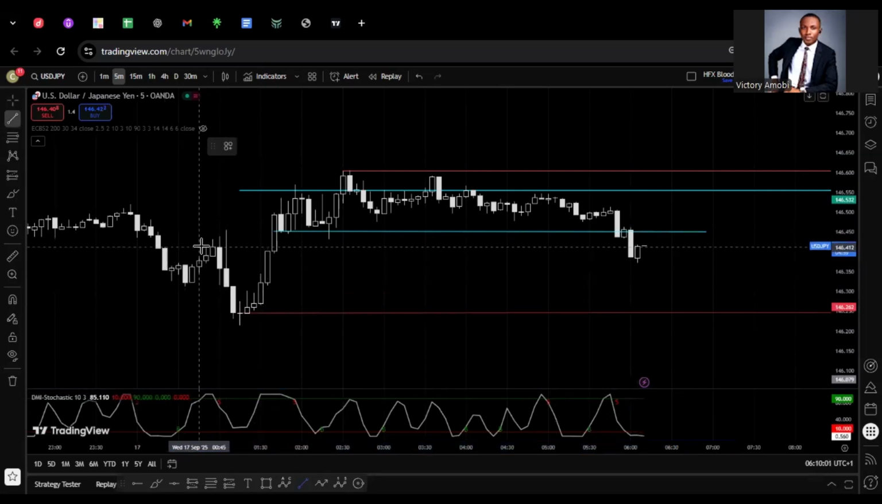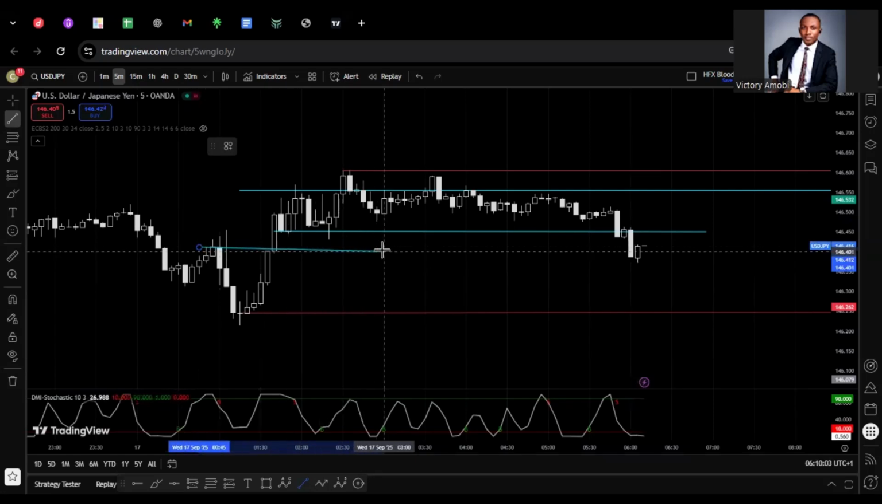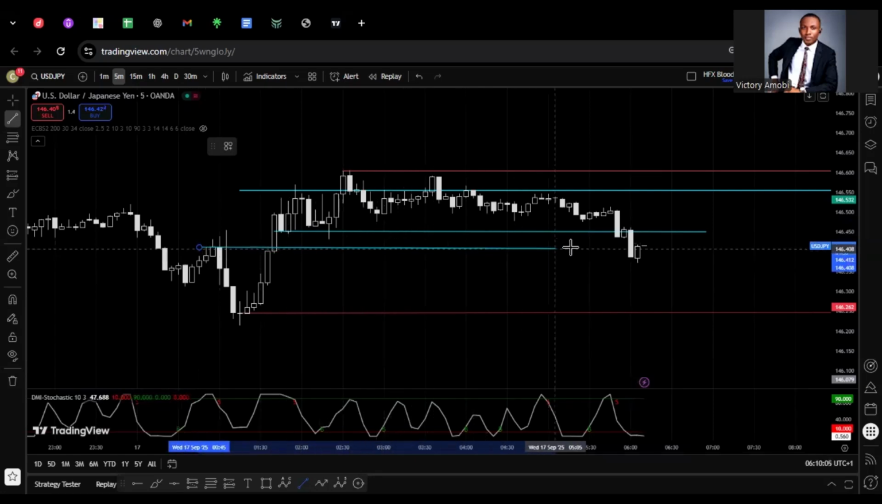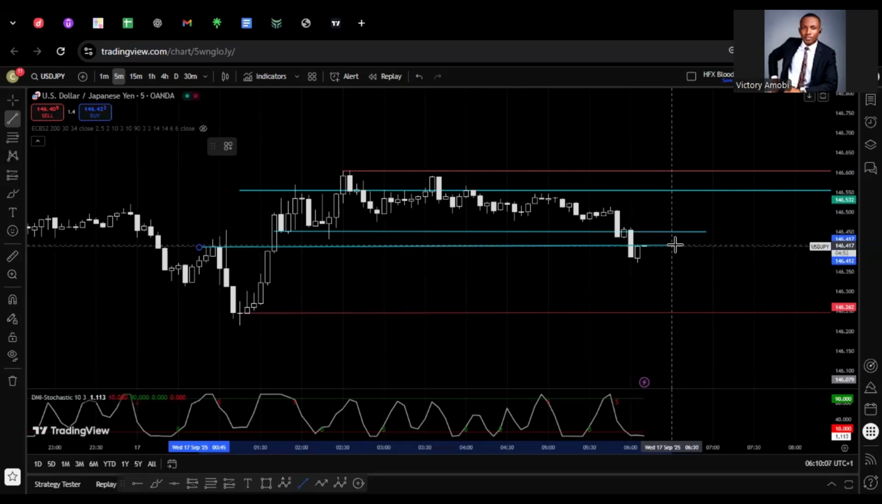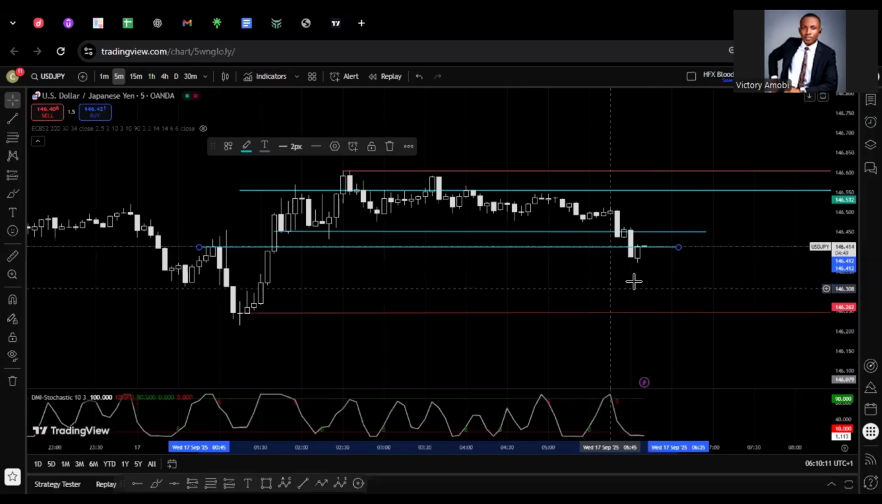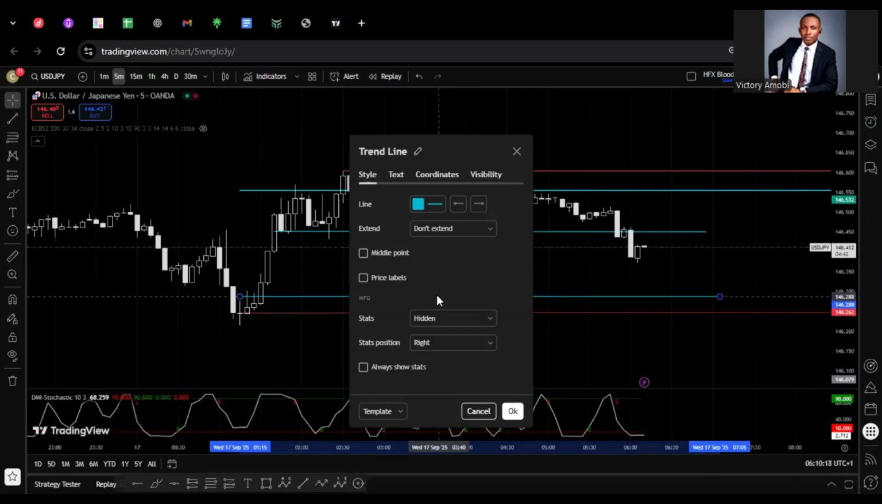See this one as well. This is a resistance, which in turn should become a support. But is this supporting? The market even broke it, right? So if you can see this area, I can choose this area down here as a key level.